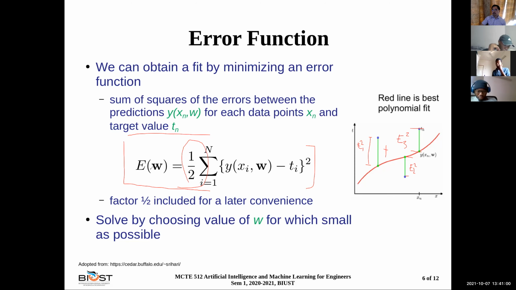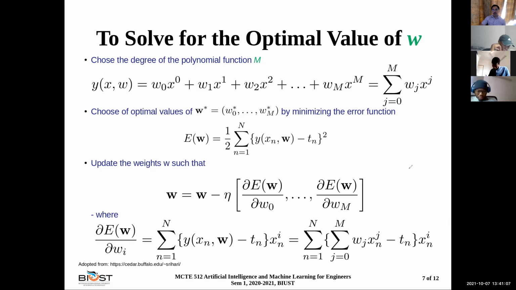So in order to minimize the error, as we said last meeting, we take the derivative of the error function. This is the error function, this is our polynomial function, and this is our error function. Now we want to take the derivative of this error function. How does it look like? The derivative of that error function is shown here.